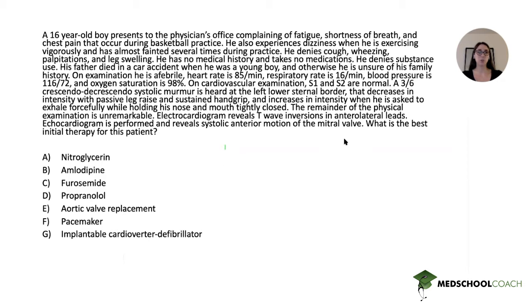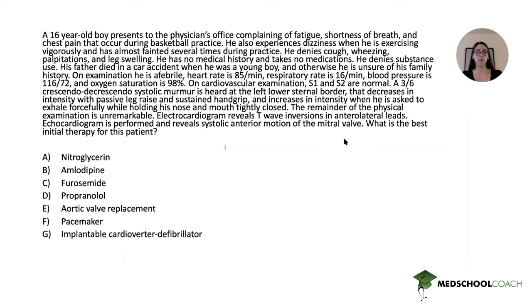A 16-year-old boy presents to the physician's office complaining of fatigue, shortness of breath, and chest pain that occur during basketball practice. He also experiences dizziness when he is exercising vigorously and has almost fainted several times during practice. He denies cough, wheezing, palpitations, and leg swelling. He has no medical history and takes no medications. He denies substance use. His father died in a car accident when he was a young boy, and otherwise he is unsure of his family history.